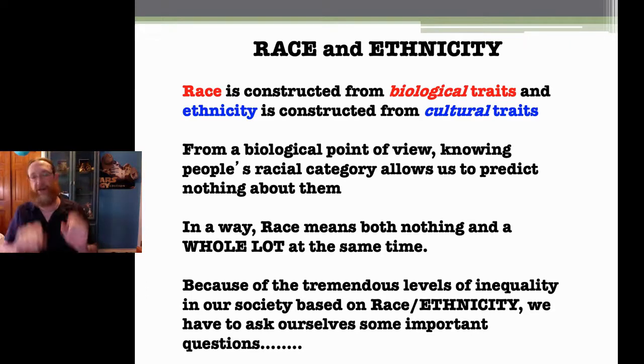We know that race is socially constructed, right? Ethnicity, however, is constructed from cultural traits. So from a biological point of view, knowing a person's racial category can't predict anything about it. So in a way, race means nothing, and a whole lot at the same time. Bizarre. Nothing in biological ways, physiological ways, very, very little, and just everything socially, right?